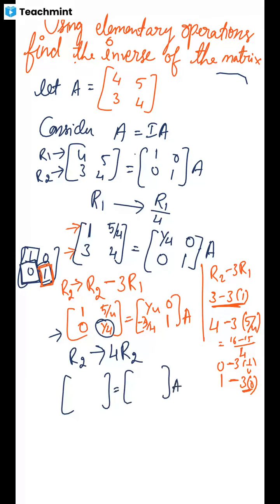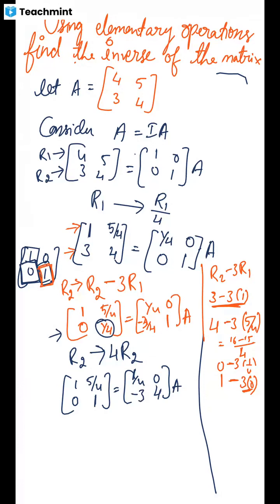So write the complete Row 1 elements as they are: 1, 5 by 4, 1 by 4, 0. But multiply the Row 2 elements by 4. 0 into 4 is 0. 4 into 1 by 4, the 4s cancel and you get 1. Minus 3 by 4 into 4, the 4s cancel and you get minus 3. 1 into 4 gives you 4.